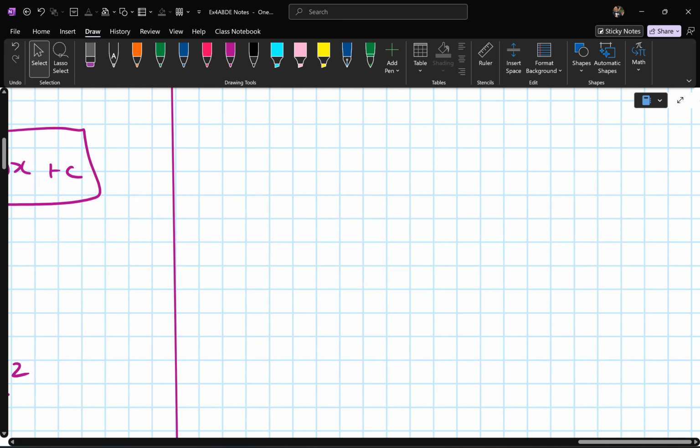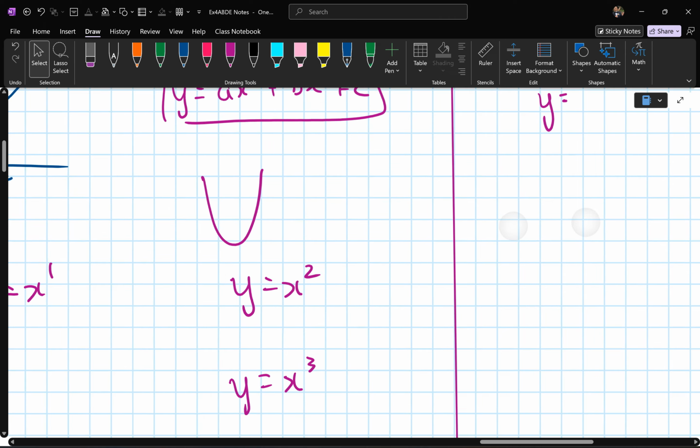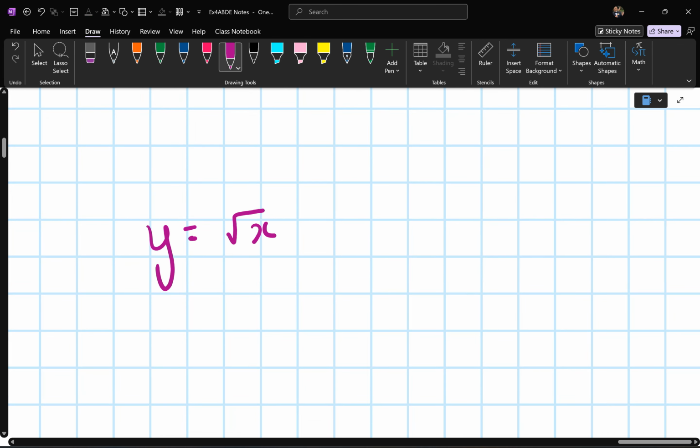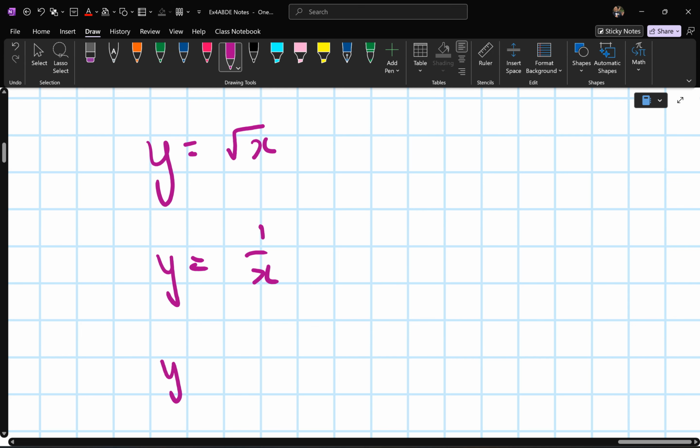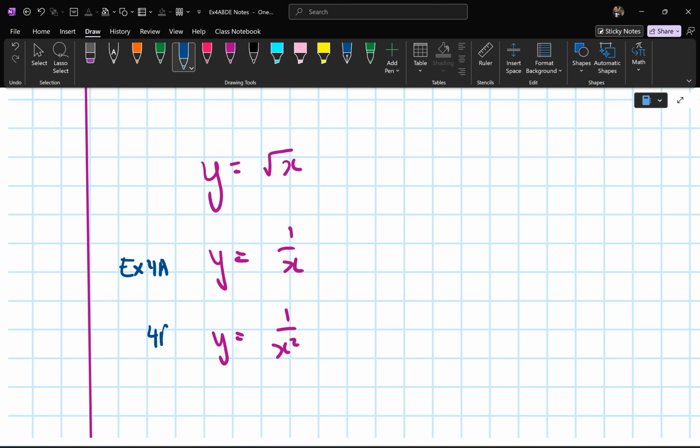This chapter, though, you're now looking at, well, what if it's not to the power of 1, 2, 3, 4, 5, or 6? What if it was root of x? What if it was 1 on x? And what if it is 1 on x squared, which is, if I had to summarize it for you, that is exercise 4a. This is 4b, and this is 4d.